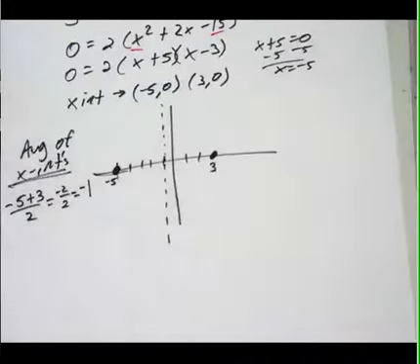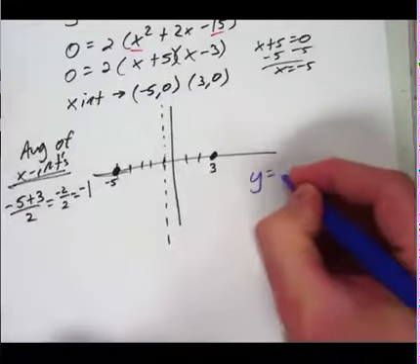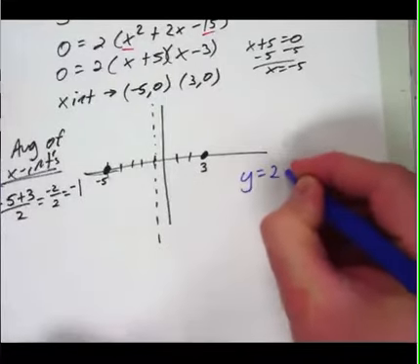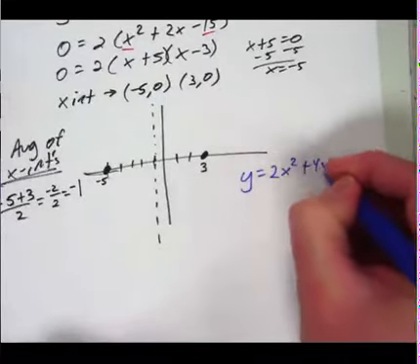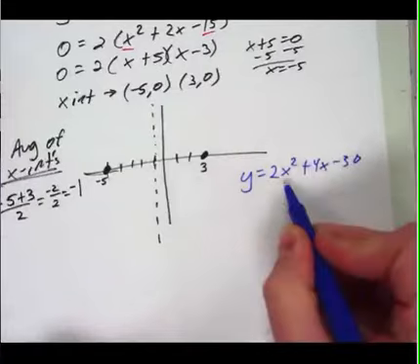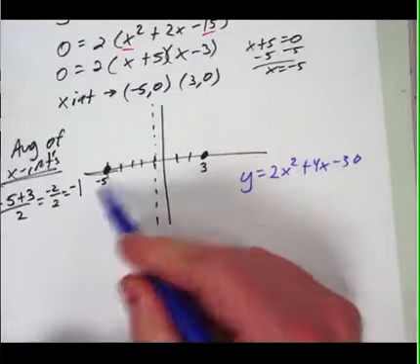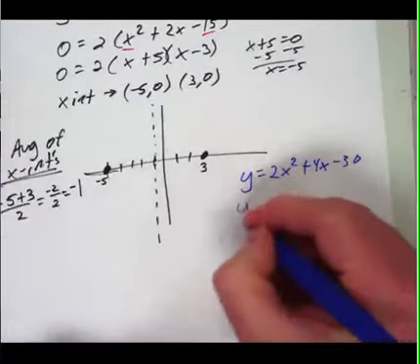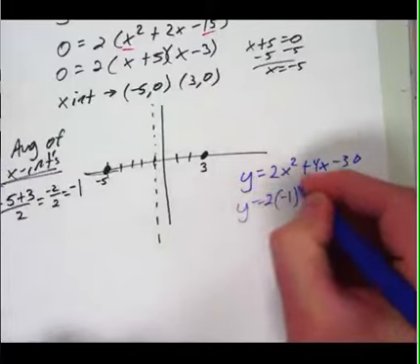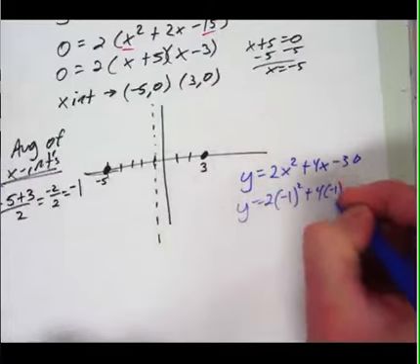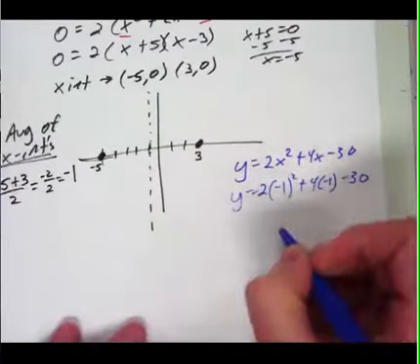So what I'm going to do now is I'm going to say, okay, I've got y equals, well, the original problem is 2x squared plus 4x minus 30. I know my x value has to be at negative 1 because that's my average of my x-intercepts. So I just simply do that. I take the negative 1, plug it in for x, and do that in both locations where the x's were, and then multiply that out.